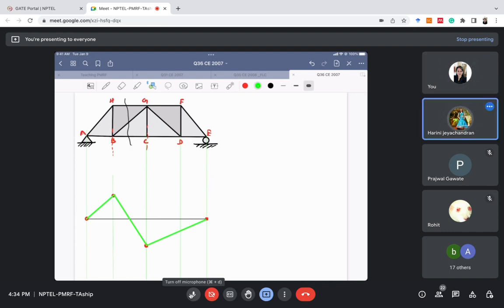Yes, ma'am. Point D. We are not doing that, because we can, but that is just a waste of time, since we know it will lie somewhere here only. You can also apply the unit load at D, calculate the reactions, and cut the sections. You'll get somewhere here only, but that is just a waste of time, because it will anyhow come here only. You can check that also.